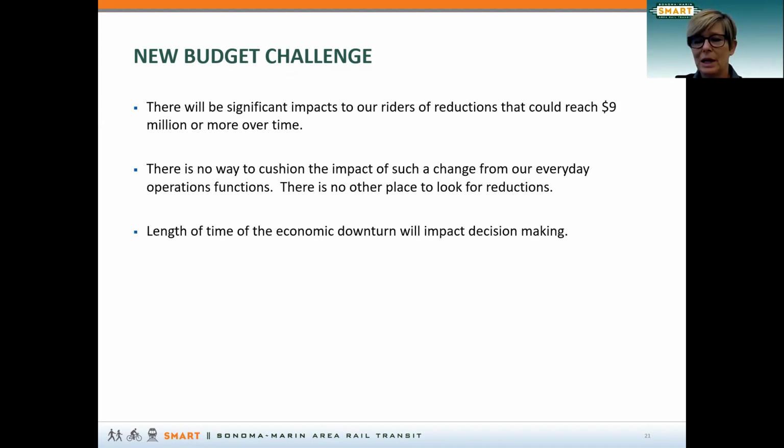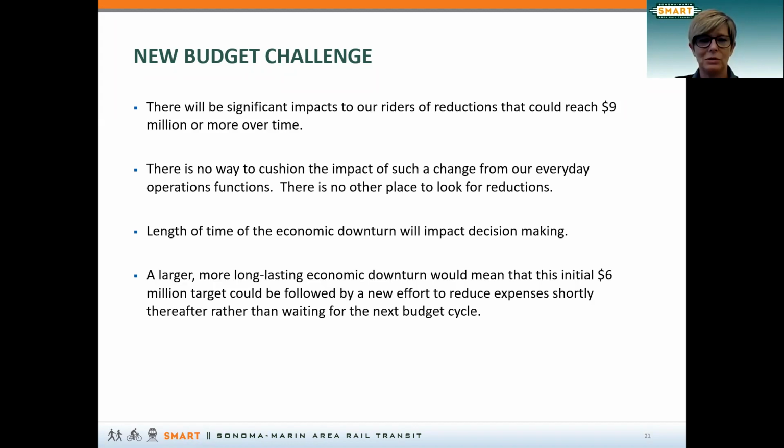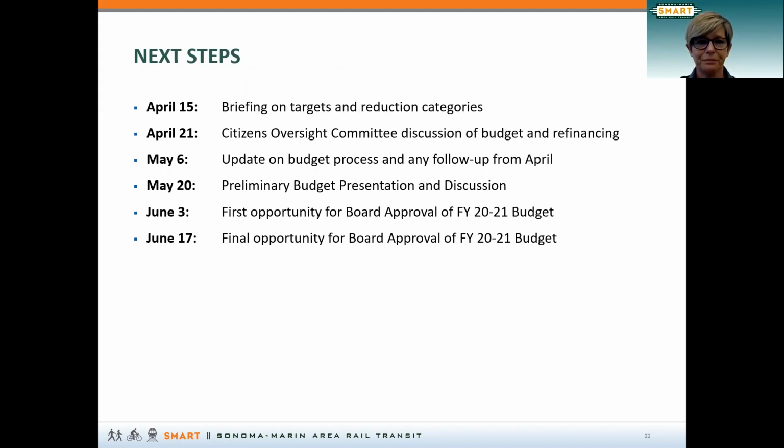So our decision making is certainly going to be impacted by the economic downturn. The longer this goes on, the more we'll have to revisit this issue. A longer, more lasting downturn could mean that once we achieve the $6 million target, we have to look for more savings. So the budget process probably will be an ongoing one for quite some time.